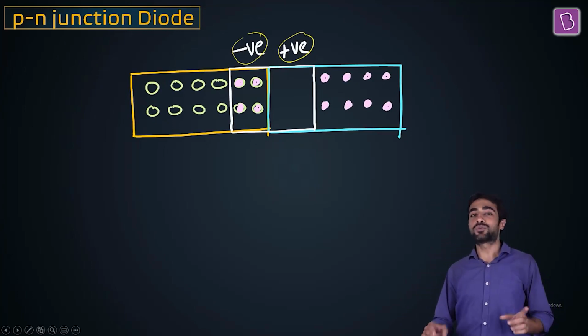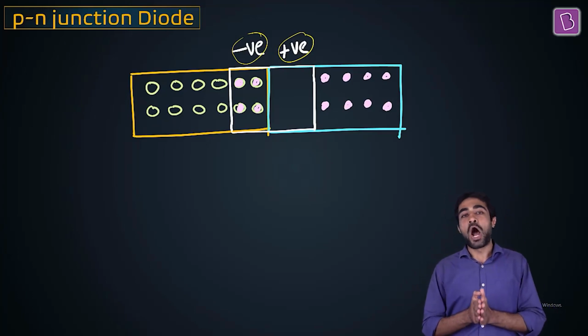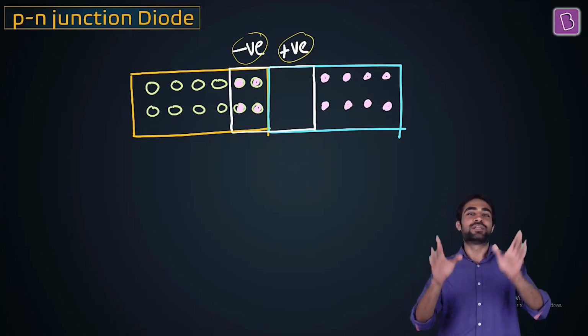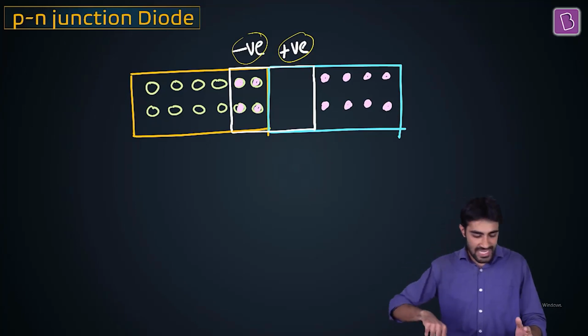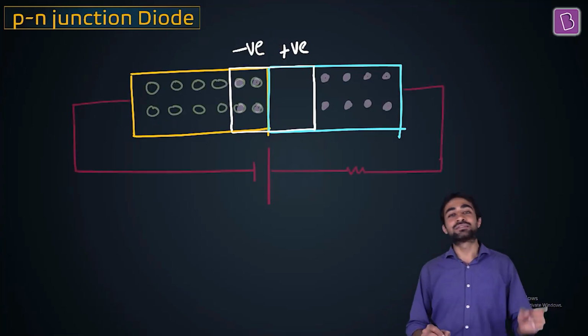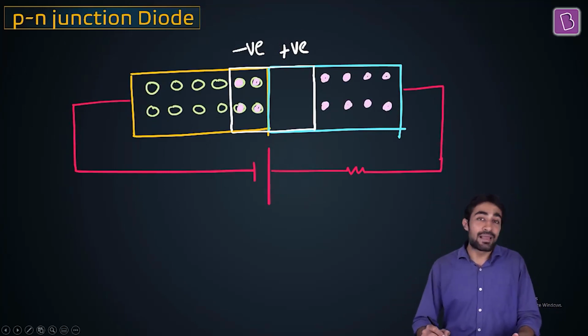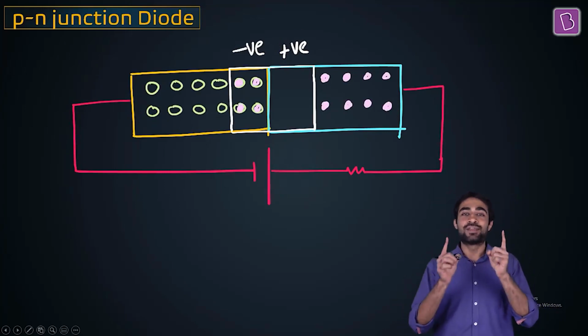So we have to talk about the width of this depletion region. How do we increase the width of this depletion region? That was the question. So we will do something. We will attach a battery and this is known as biasing. Now there are two types of biasing. One is forward biasing, one is reverse biasing.